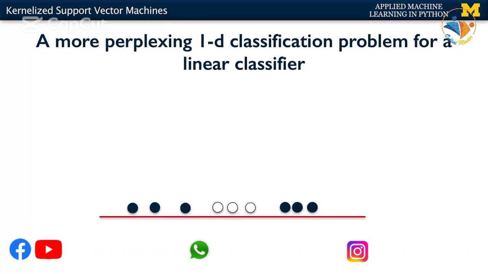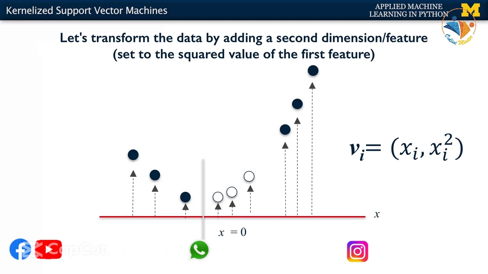Now suppose we gave the linear support vector machine a harder problem, where the classes are no longer linearly separable. A simple linear decision boundary just doesn't have enough expressive power to classify all these points correctly. So what can we do about this? One very powerful idea is to transform the input data from a one-dimensional space to a two-dimensional space.